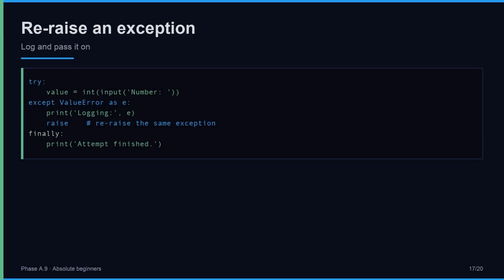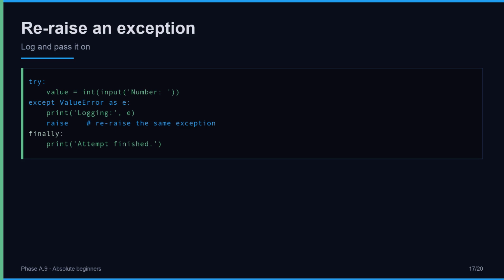All 4 together. Sometimes you want to catch an exception, do something, log it, print a note, and then let it keep going. Use the bare raise keyword inside an except body to re-raise the same exception. Here we print "logging:" and the message, then raise. The exception continues upward, eventually halting the program or being caught by an outer try. Finally still runs first: attempt finished. This pattern is common in libraries. Log the problem, then let the caller decide what to do.